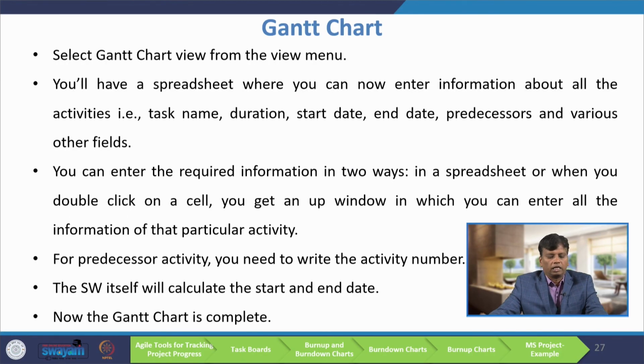What I have done is select Gantt chart view from the view menu. You will have a spreadsheet where you can enter information about all the activities, like task name, duration, start date, end date, predecessors and various other fields. You can enter the required information in 2 ways: in the spreadsheet, or by double clicking on the cell, which gives you a window in which you can enter all the information of the particular activity. For predecessor activities, you need to write the activity number, which is important. You should not use text, you should use a number. The software itself will calculate the start and end dates. Now, the Gantt chart is complete.